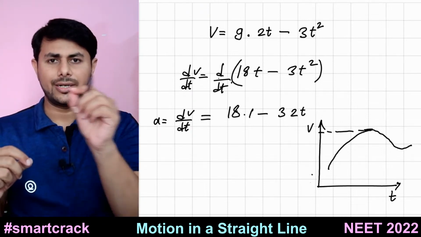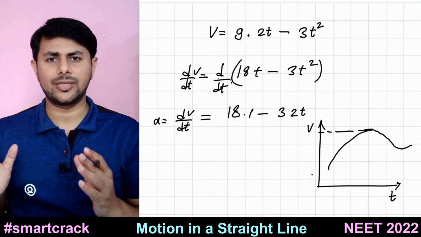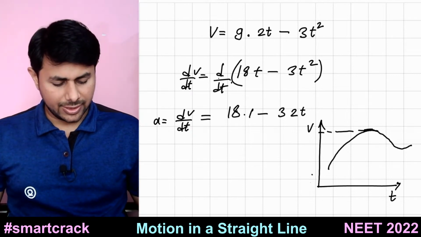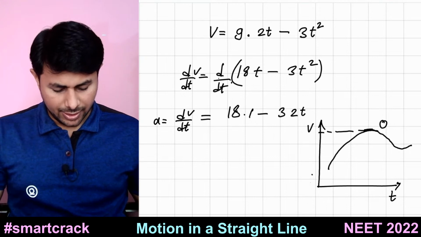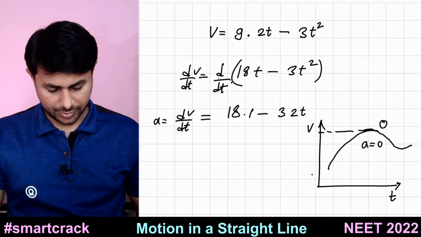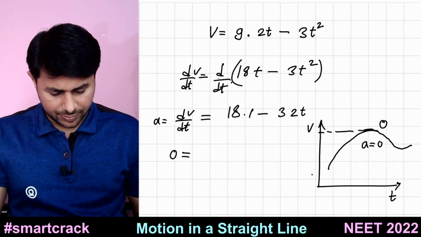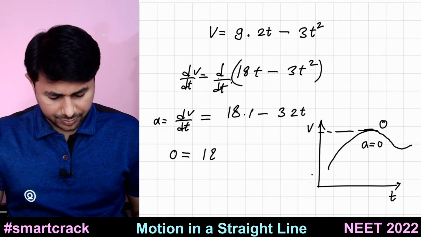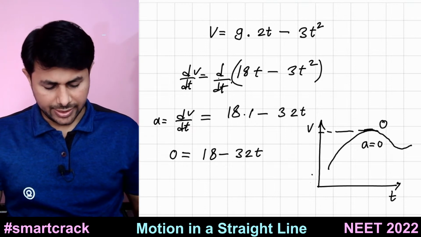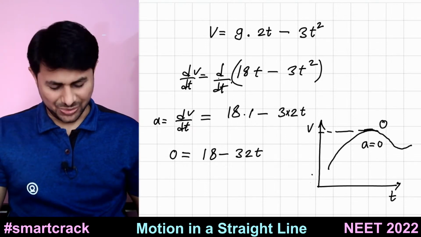So if you draw a tangent at that point, what will you get? The slope of that tangent will give you the acceleration. Okay, so the slope at this point is 0. All right, so that means the acceleration at this point should be equal to 0. Let's substitute 0 over here. So it is 18 minus 3 times 2t. Oh sorry, it was 3 times 2, not 32.